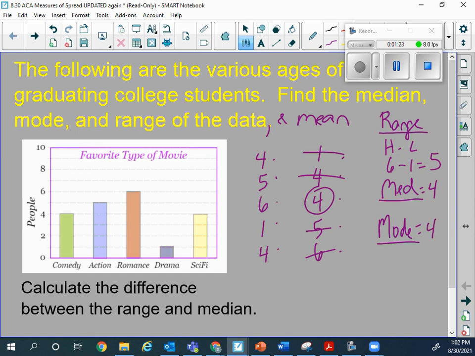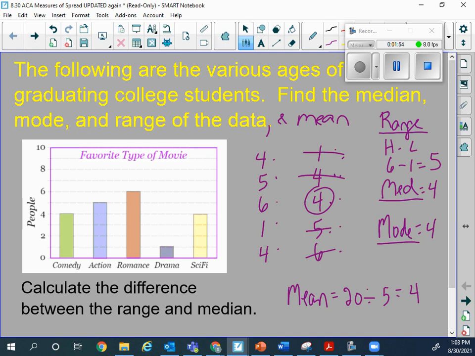And then finally, we will do the mean. How do we do the mean? Add all of the numbers and then divide. So let's add 1 plus 4, 5 plus 4, 9 plus 5, 14 plus 6, 20, then divide by 5 things, which would be 4. So that's the first part of the question: find the mean, the median, the mode, the range.